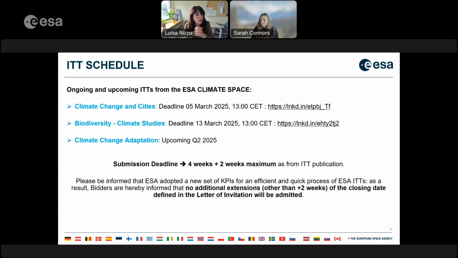And there is another one, the Climate Change Adaptation, upcoming in the second quarter of 2025. Please make sure, and I know it's very annoying, but unfortunately we have been obliged to apply the submission deadline thresholds that you see here. We can now grant bidders 4 weeks of bidding period plus 2 weeks maximum from ITT publication. These are rules coming not from us, of course, but from the highest management of ESA, so there is nothing we can do. Once we grant a 2 weeks extension, we cannot grant another one.